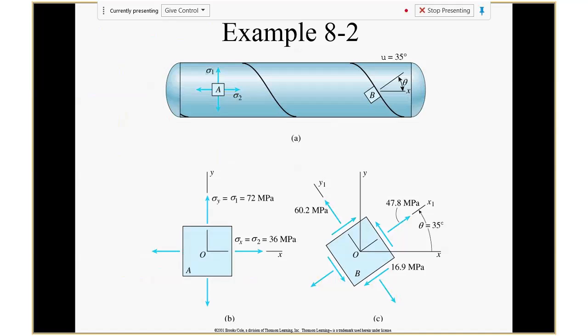How to find it? You can use the equation, right? Basically, that's a rotation question. If you look at this piece here, this is the sigma x, this is the x direction, this is the y direction. So you have sigma 1, sigma 2. That's basically the stress you already have. Now you want to find out the stress along this line. How do you find it?